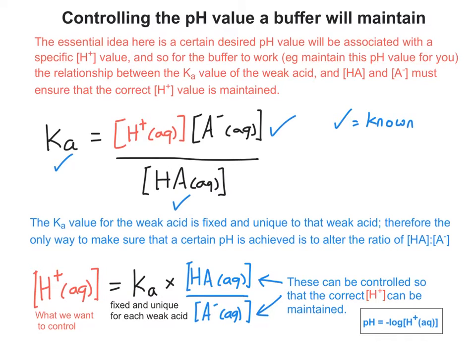And if you remember how we actually make a buffer, we can either make it by mixing the weak acid with an excess of its conjugate base, or we can mix the weak acid with a small amount of strong base that makes some of the weak acid turn into its conjugate base. Either way, provided we end up with the right HA aqueous divided by A- aqueous, then we'll get the H+ concentration that we're looking for, and we'll therefore get the pH that we're looking for.